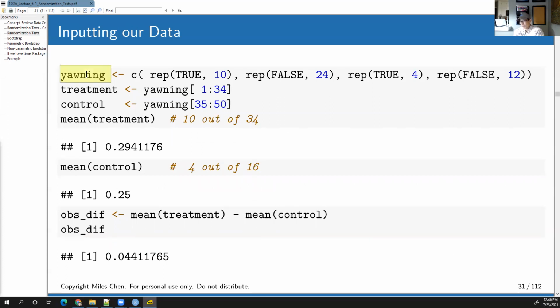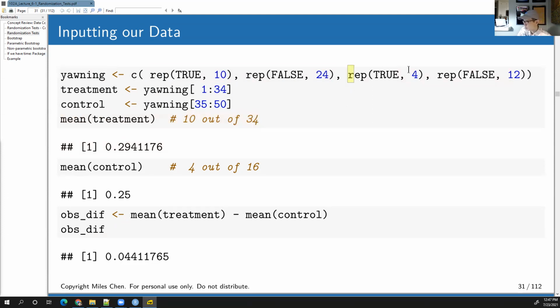First, I'm going to create a vector of length 50 where I have 14 true values. Okay, and they're arranged in such a way where I have 10 true and 24 false. This will be my first 34 people. And then I've got 4 true and 12 false, and that will be my remaining 16 people. Okay, and so in my treatment group, I put the first 34 patients where I have 10 true and 24 false. And so the proportion true in the first 34 in my treatment group is 29%.